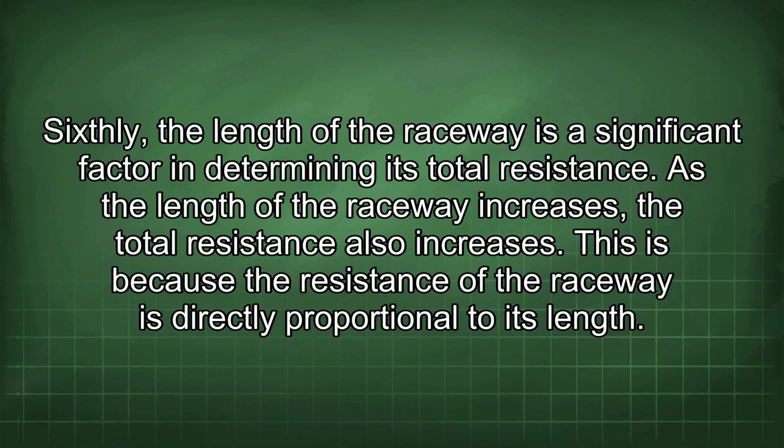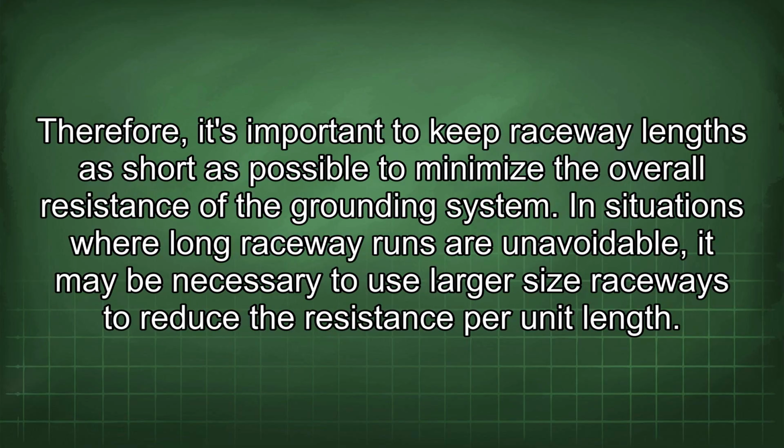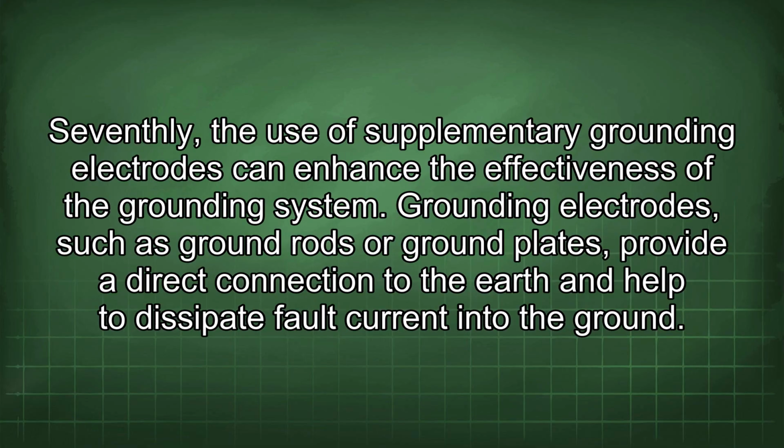Sixthly, the length of the raceway is a significant factor in determining its total resistance. As the length of the raceway increases, the total resistance also increases. This is because the resistance of the raceway is directly proportional to its length. Therefore, it's important to keep raceway lengths as short as possible to minimize the overall resistance of the grounding system. In situations where long raceway runs are unavoidable, it may be necessary to use larger sized raceways to reduce the resistance per unit length. Seventhly, the use of supplementary grounding electrodes can enhance the effectiveness of the grounding system.